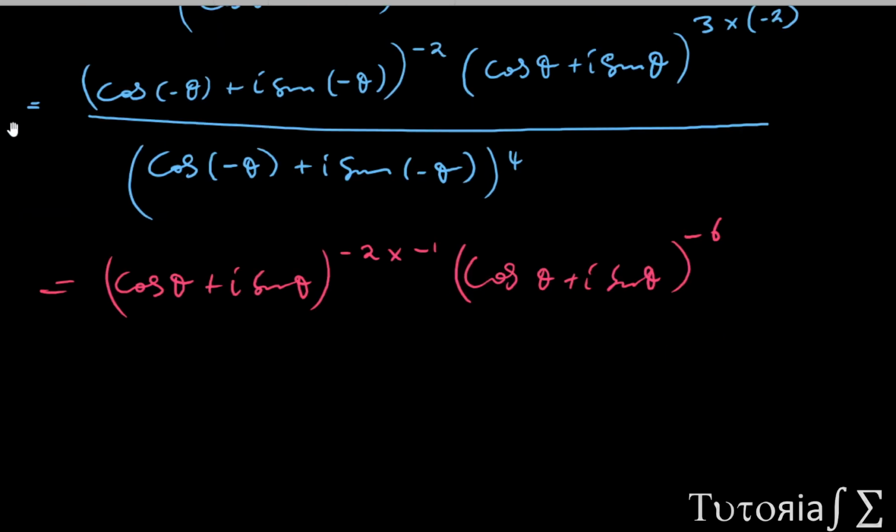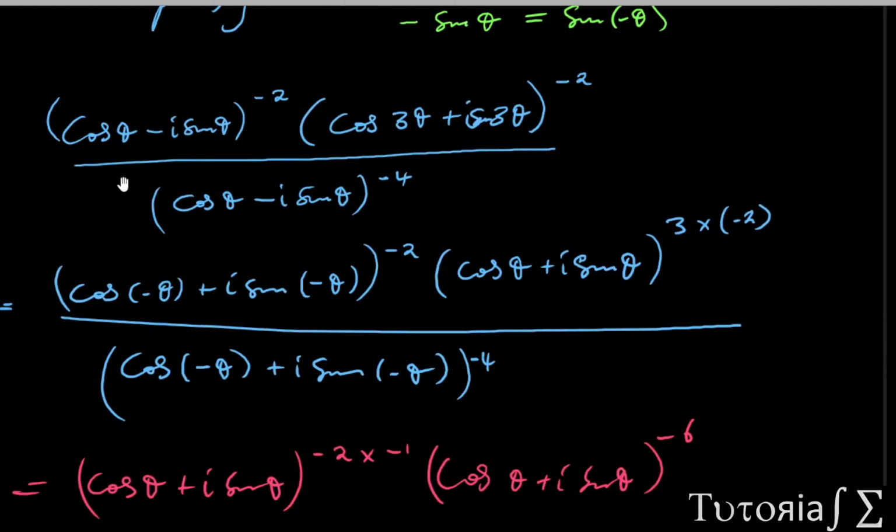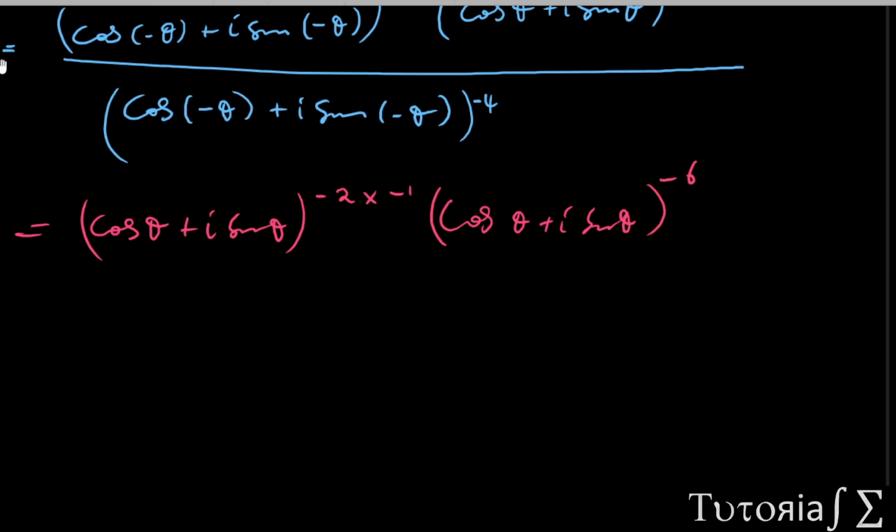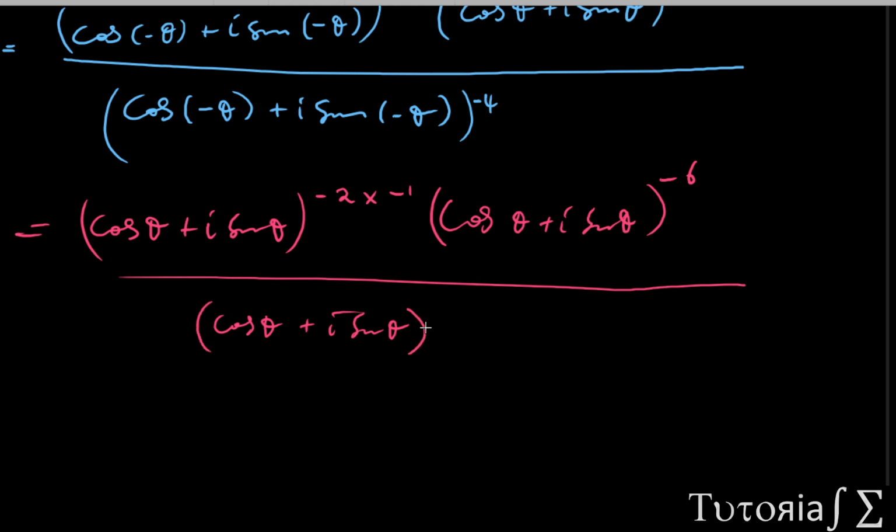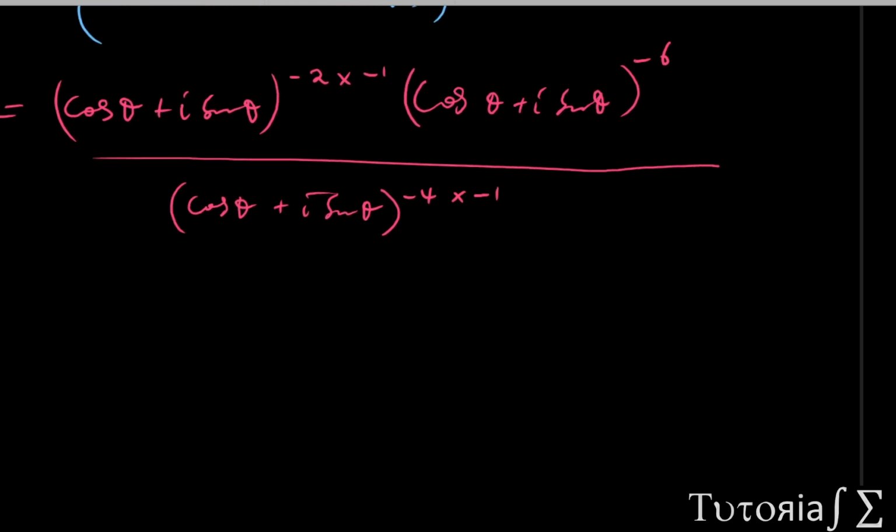Then on the denominator we're factoring out negative, so this is also negative here from the question, that is raised to the negative 4 there, as you can see. So factoring out negative here, we're going to have cos theta plus I sine theta, then to the negative 4 times the negative factored out from here, which is negative 1. Then now what we can do is start simplifying.